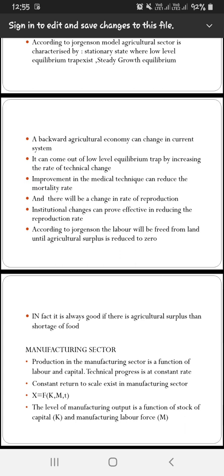the technical change is neutral, the production function in Cobb-Douglas form is X is equal to A(T) K^sigma M^(1 minus sigma). X is the manufacturing output, A(T) is the technological function of time, and sigma is the share of stock of capital in the manufacturing output. 1 minus sigma is the relative share of the labor force in the manufacturing output.